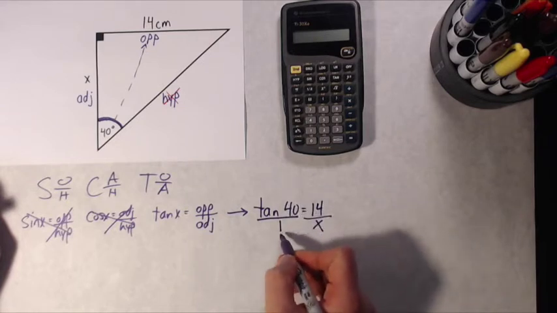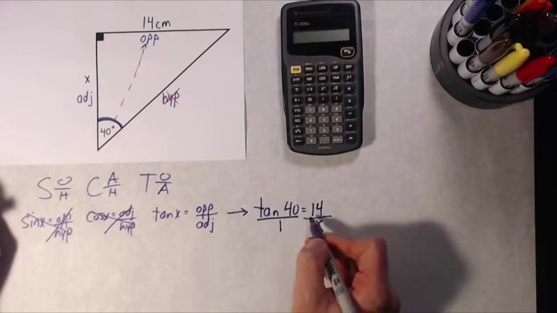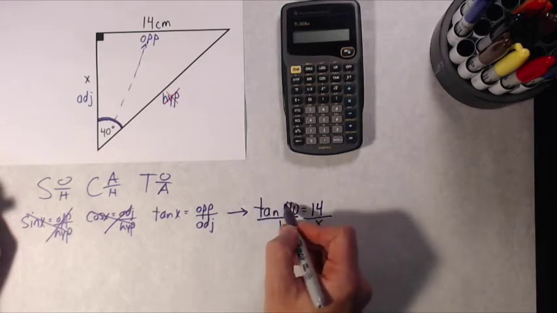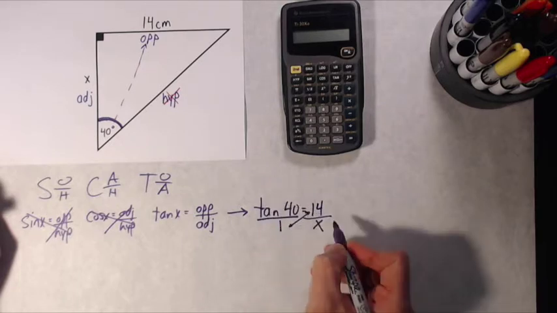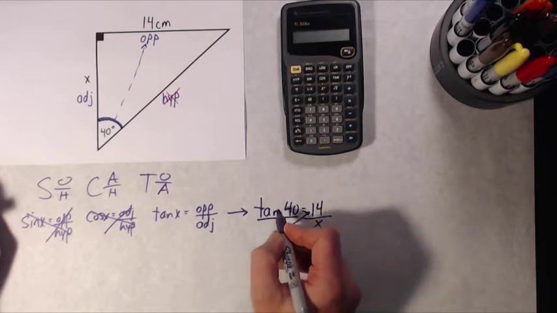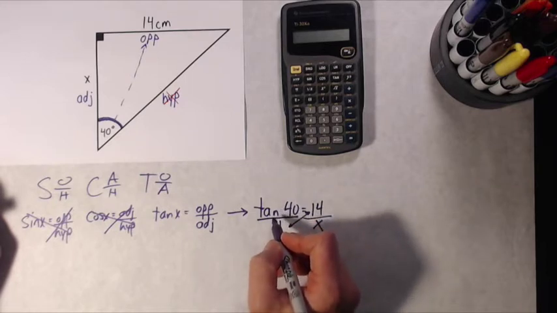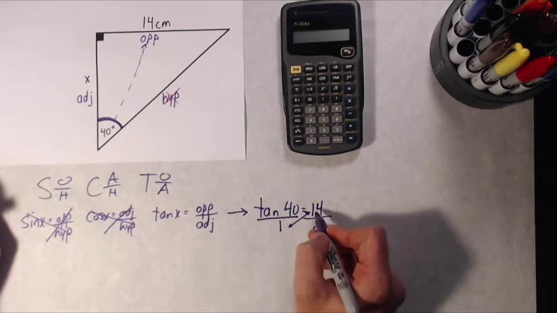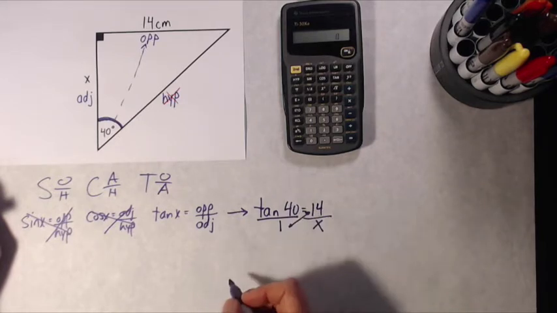In this case, I have 1 and 14 that are diagonal to each other, and tan of 40. These diagonal values always get multiplied, and then I divide by that third value. So in this one, I'm going to do 1 times 14 divided by tan 40. Let's see that on the calculator.